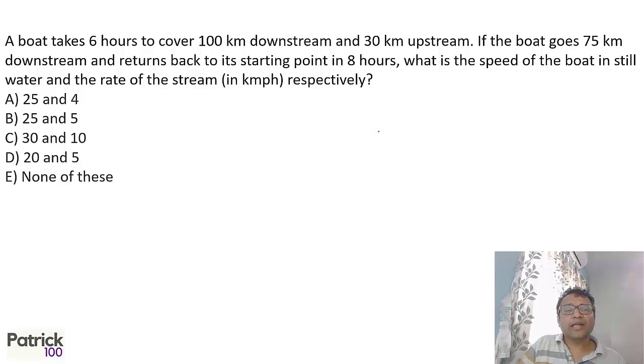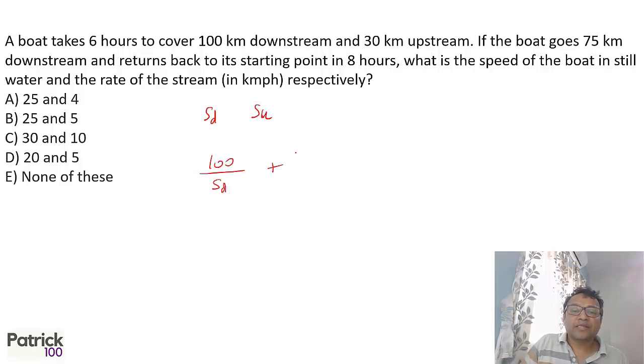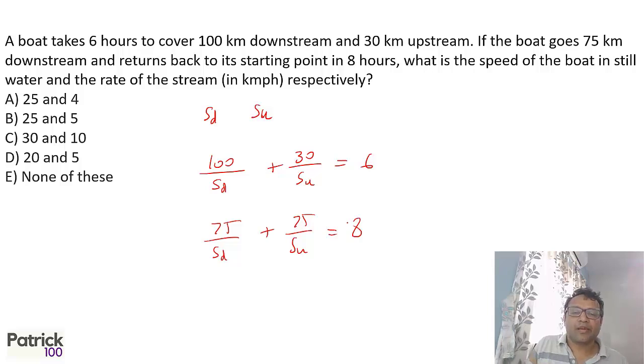A boat takes 6 hours to cover 100 km downstream and 30 km upstream. Let downstream speed be SD and upstream speed be SU. So 100 upon SD plus 30 upon SU is equal to 6 hours. In the second case, it's 75 upon downstream speed plus 75 upon upstream speed is equal to 8 hours. How do you solve this?